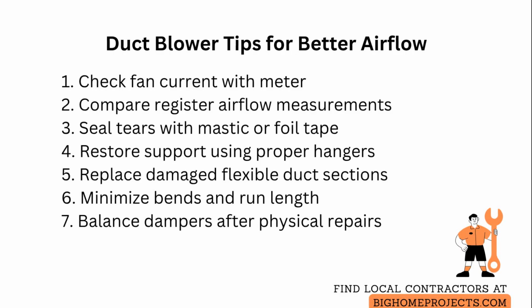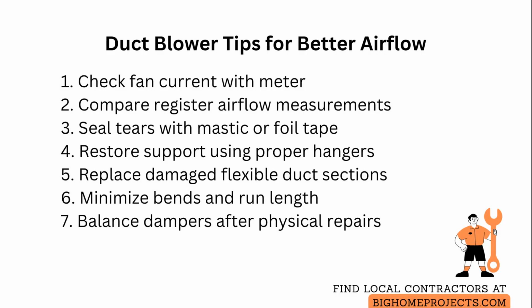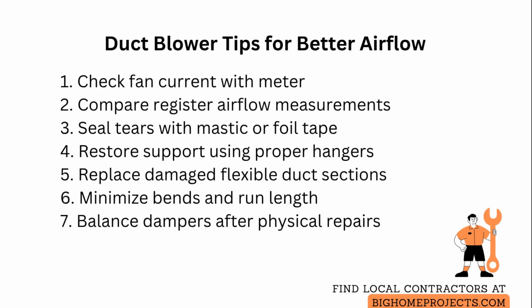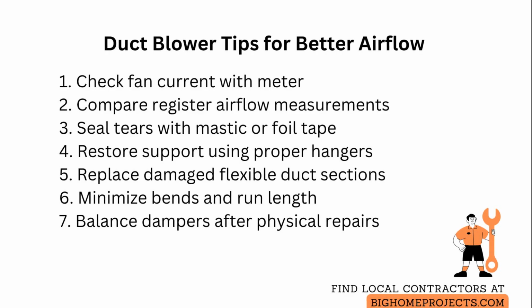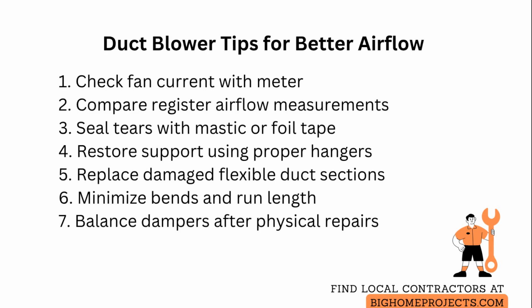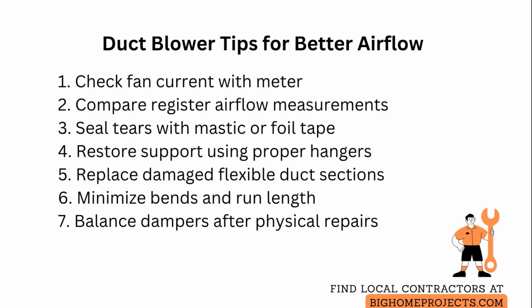Seal obvious tears and reconnect flanges with mechanical fasteners and mastic or UL-rated foil tape, and for a collapsed run, remove obstructions and restore support using proper hangers or rigid transitions to prevent recollapse. If the collapse occurred in flexible duct, replace the section with a properly stretched and supported run, keeping bends gentle and length minimized so the blower sees the designed resistance.